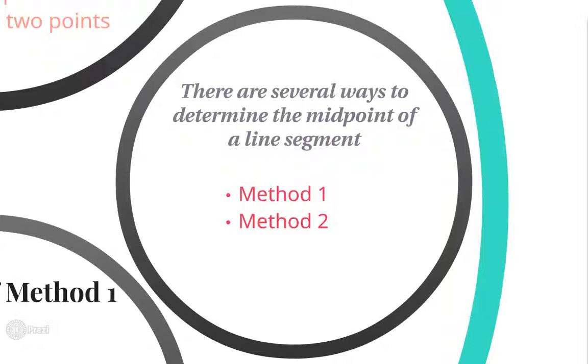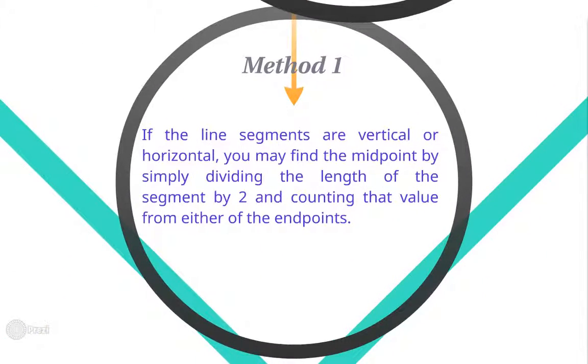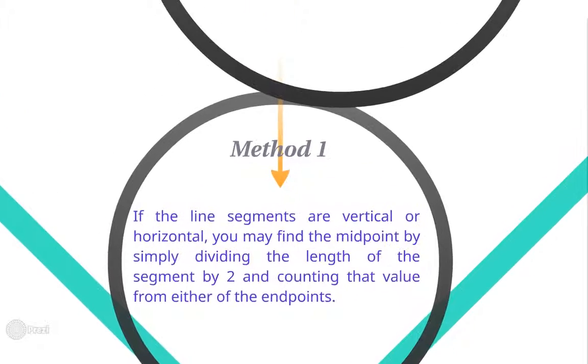So there are several ways to determine the midpoint of a line segment. There's method 1 and method 2. So now I'm going to talk about method 1. If the line segments are vertical or horizontal, you may find the midpoint by simply dividing the length of the segment by 2 and counting that value from either of the endpoints. Now I'm going to give you an example of using method 1.